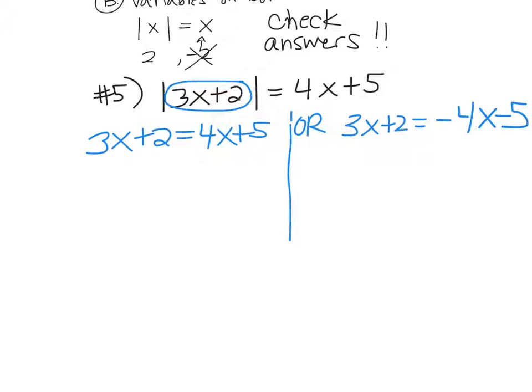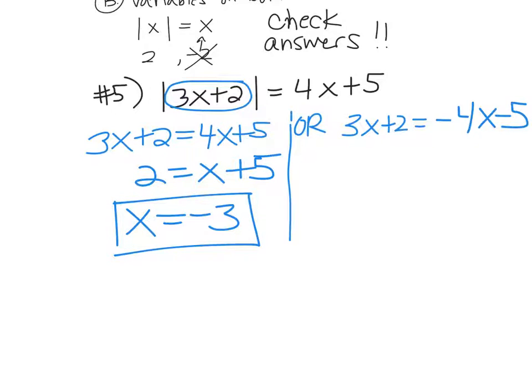All right, so now you're ready. You get to solve two equations. Yay. Don't you like these? No. All right, subtract the 3x to the other side, leaving you with 2 equals x plus 5. And then subtract 5 to the other side. So we get x equals -3. Okay, just hang on to that for a minute.